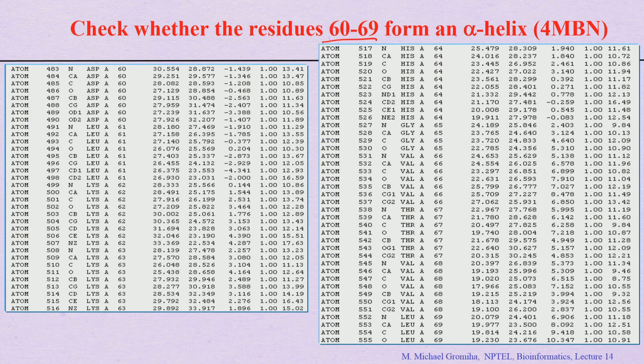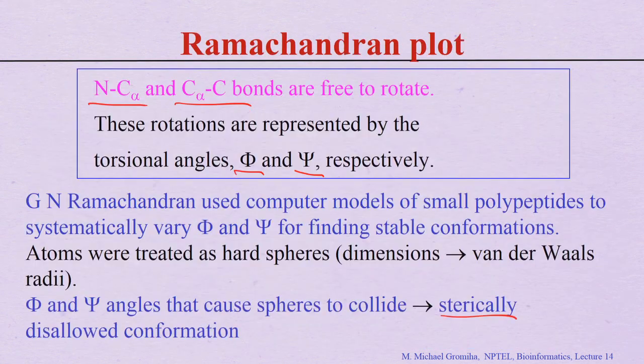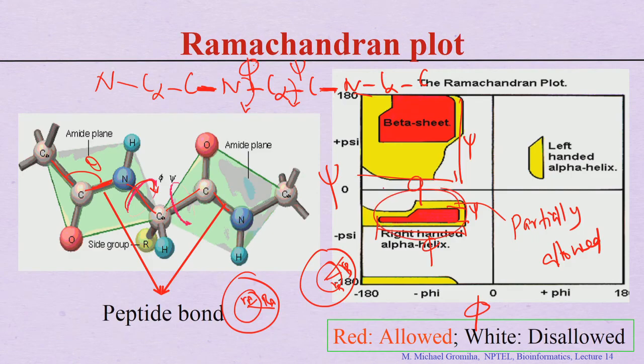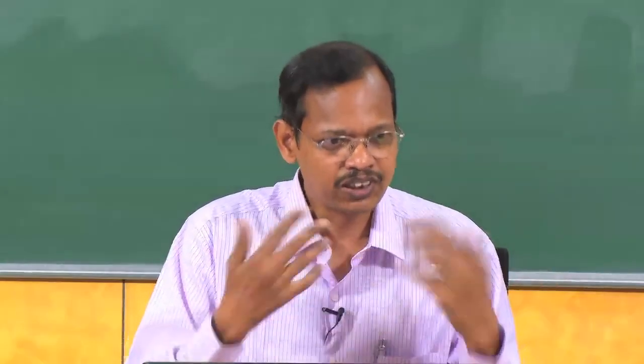We take the atoms, get the phi psi angles, and then see whether they are in the allowed regions of the Ramachandran plot. If these angles are within this region, then you can say these residues belong to an alpha helix. You can do that. Now, if you have 3D structures, based on the hydrogen bonding pattern you can easily define secondary structures.